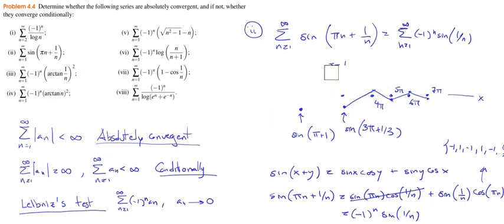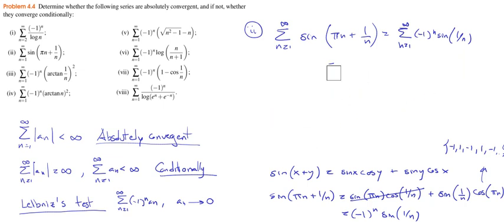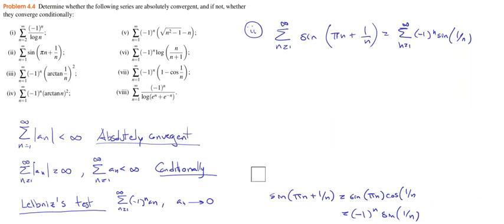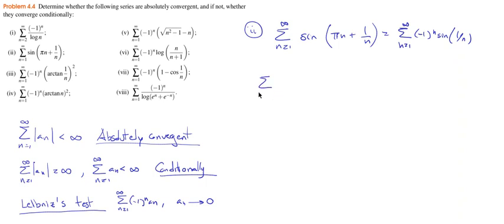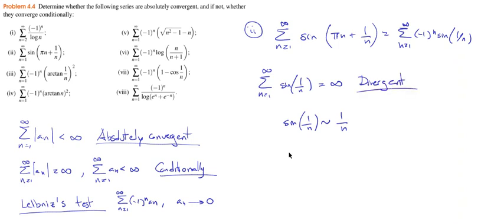Okay, so let me erase all this. And now we can do the thing that we did for the logarithm before, right? First of all, we check if this is an absolutely convergent series. So we have the series of the sine of 1 over n, but the sine of 1 over n, when 1 over n is very small, is asymptotically equivalent to 1 over n, okay? So this series is divergent because the harmonic series is divergent. So this is not absolutely convergent.